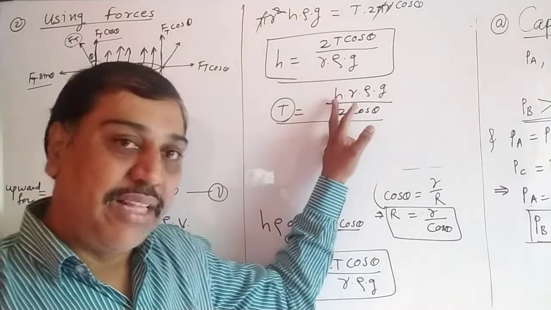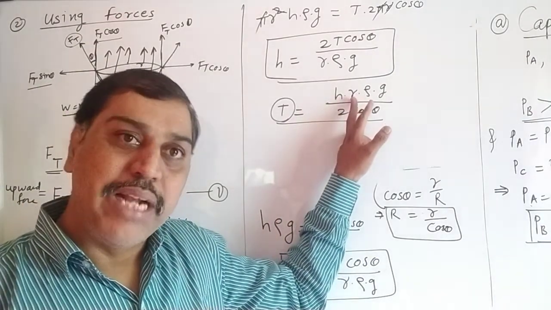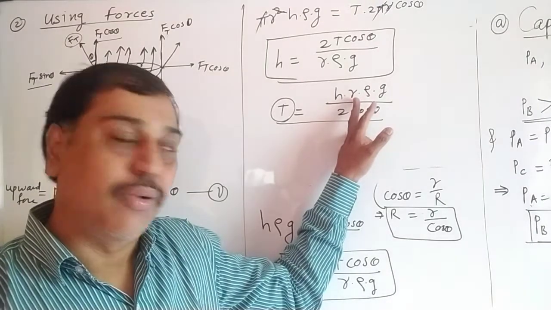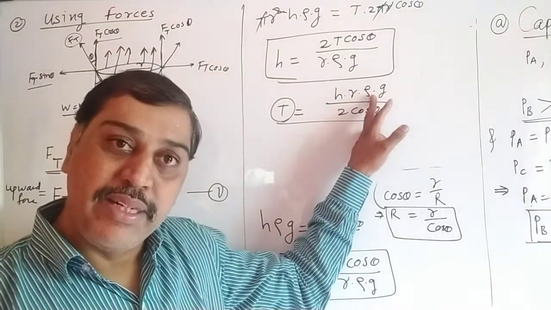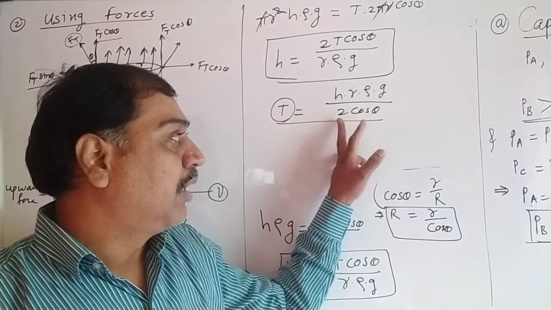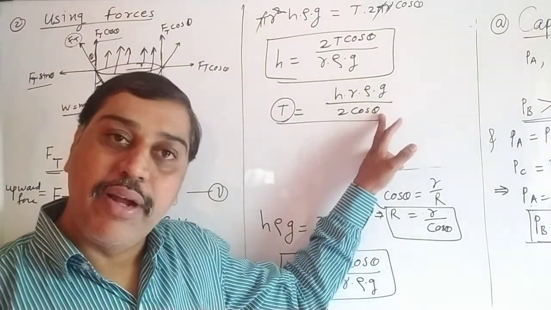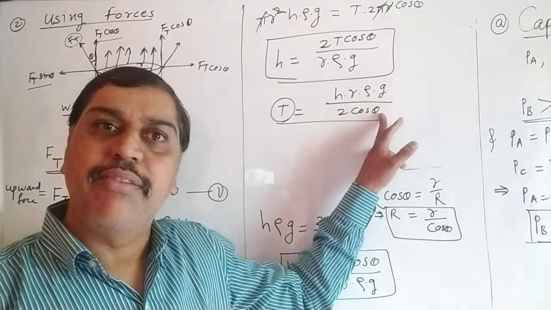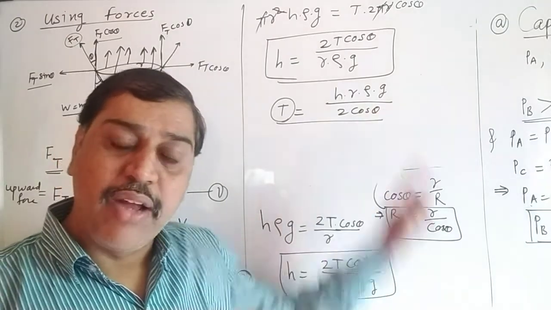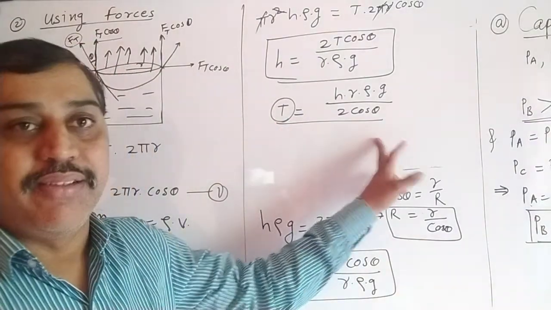H is the height that we can measure by using a microscope. R, the radius of the capillary tube, we can measure by using a vernier caliper or screw gauge. Density can also be measured as mass per unit volume. g is a constant, 9.8, that we know. The 2 is a number. Theta means the angle of contact, which we can also measure by using a microscope. Once we get the angle of contact, you can find the surface tension of any liquid by using this formula.